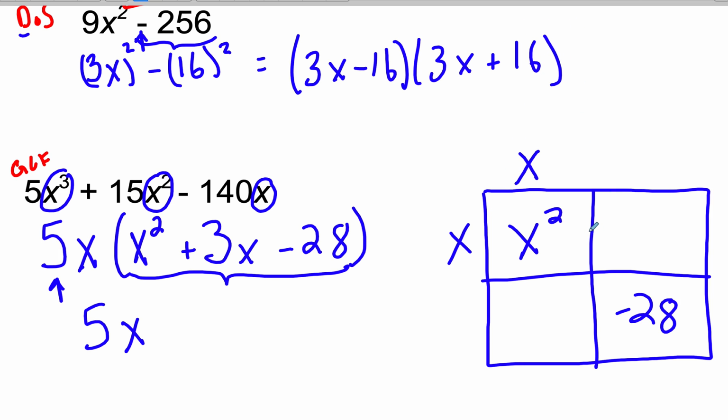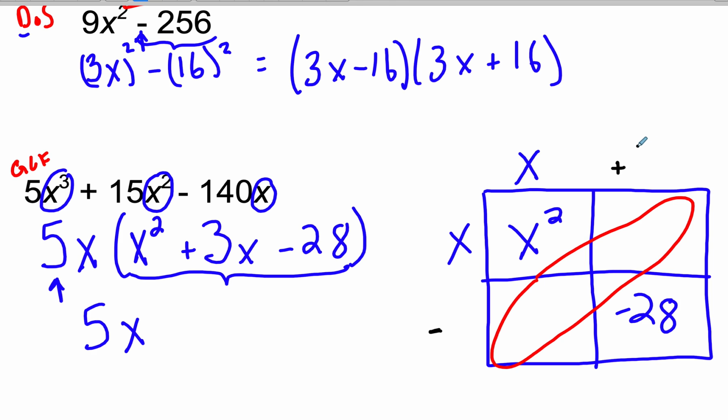Okay? So now I need two numbers. So we're going to have to multiply to negative 28. And then these boxes here are going to have to add to positive 3. Okay? And since it's a negative number that we're multiplying to, I know that one of the numbers is positive and one of the numbers is negative.